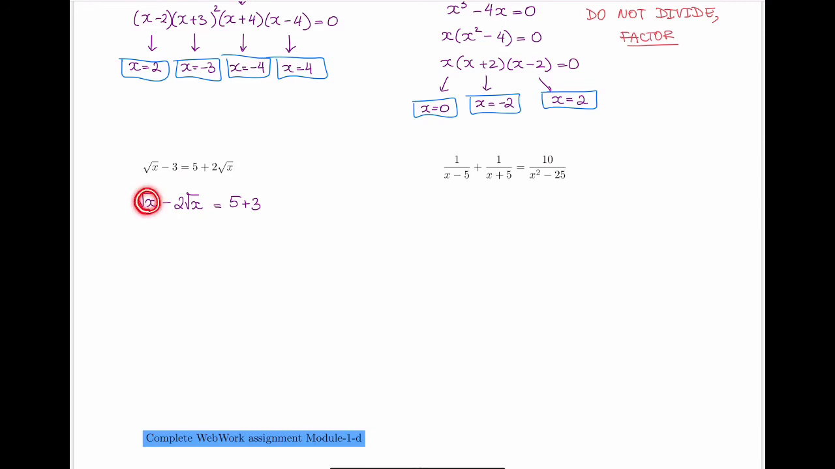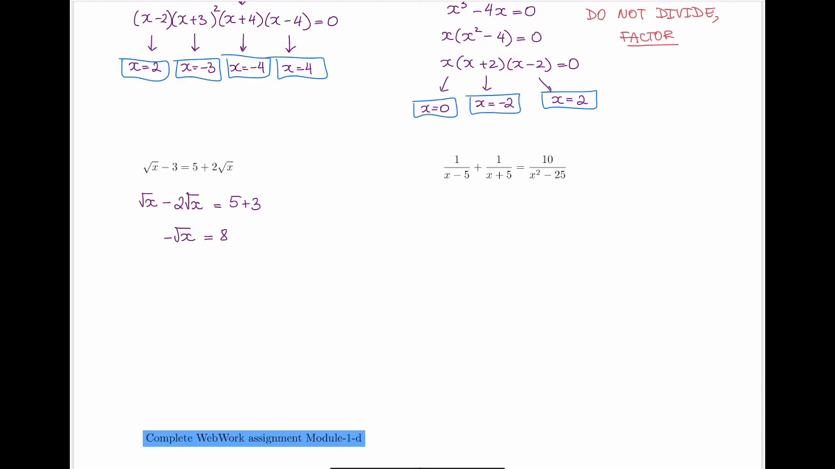So notice that this root x, there's one of them, and then there's minus 2, also root x. So I can treat this as if I have an apple minus 2 apples, how many apples am I going to have? These are similar terms. So I'm going to have minus 1 root x, or simply minus root x. Okay, so don't be scared by the fact that it's root x. You still do similar terms the same way that you would with any other variable.